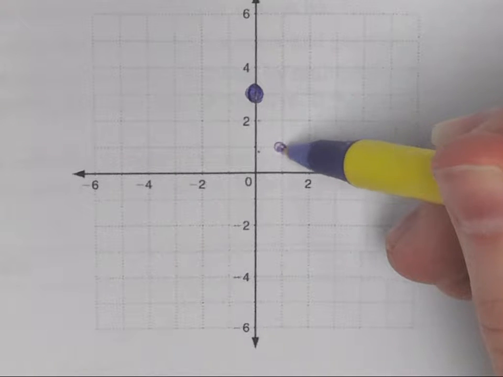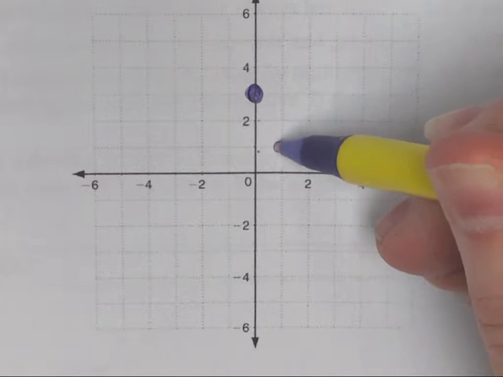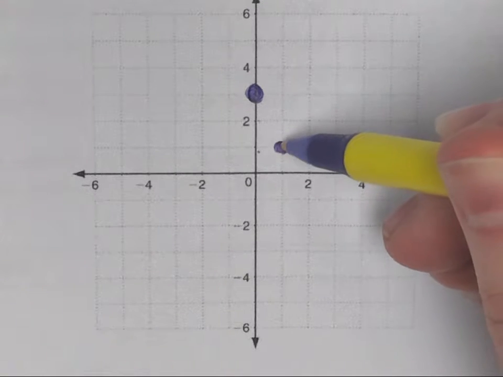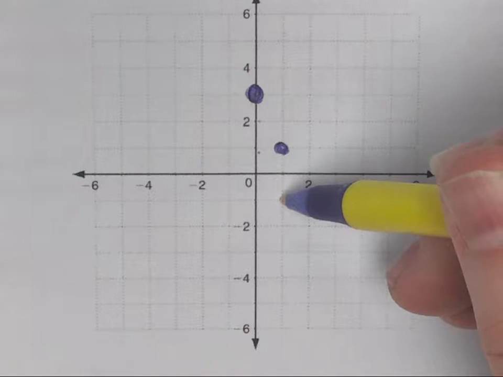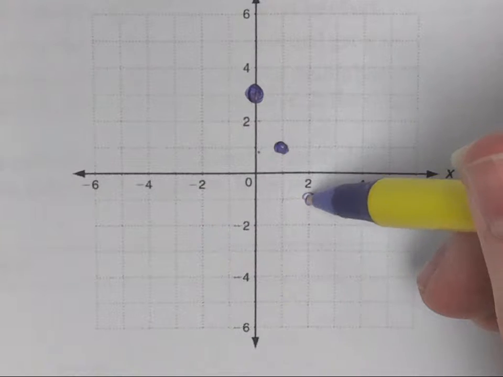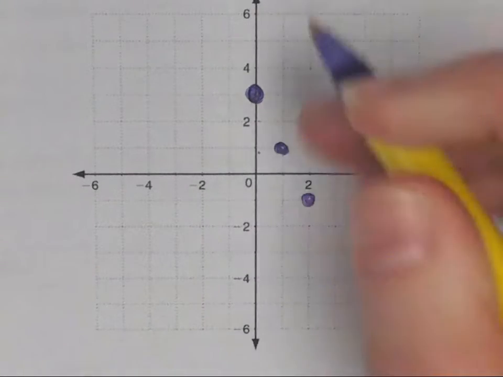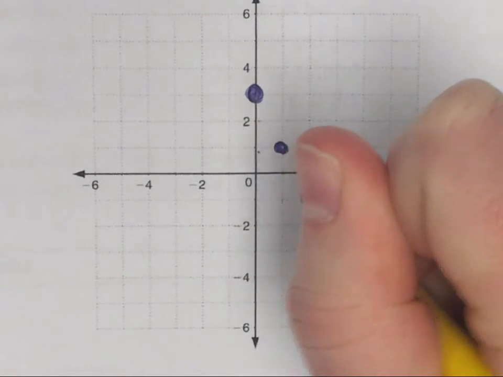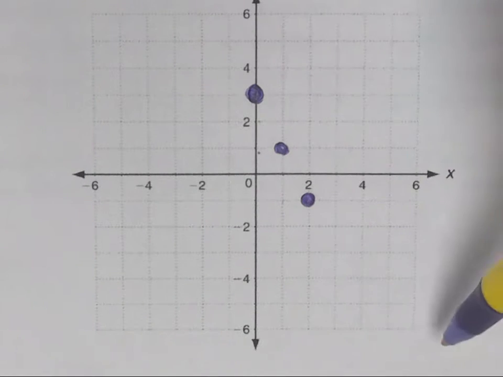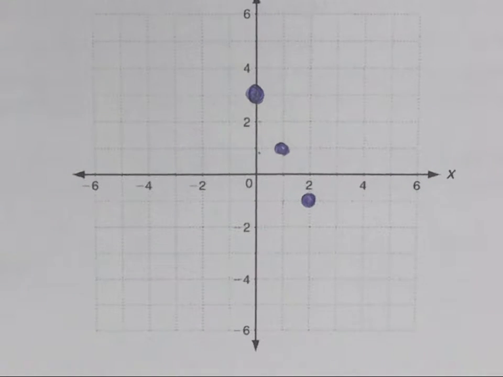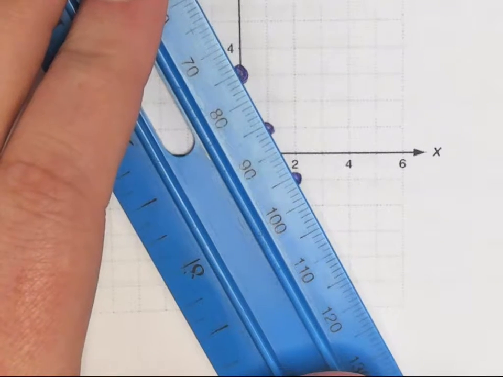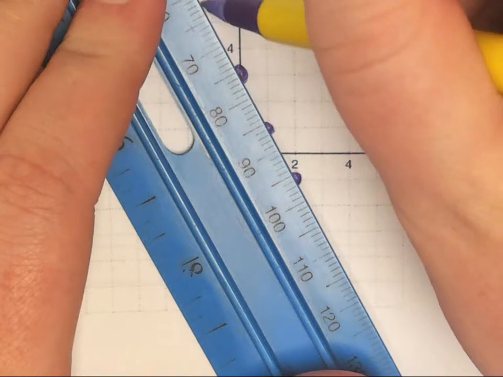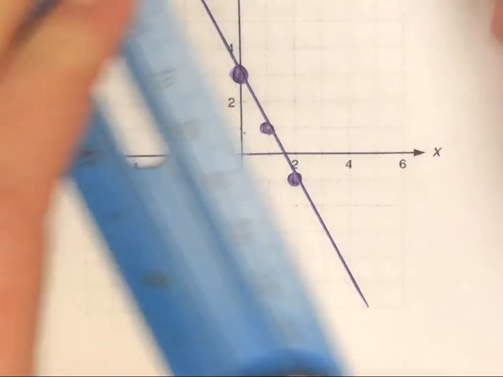Y'all are getting so much better at that. Okay. Can I do another point? Yes. Go down. And down how many? Go down 2. Go down 2 and over 1. Good. It is a negative slope, so it should be going downhill. I want you guys to do 3 dots because it gives you straighter lines. Y'all can do more. Technically, y'all only need 2, but Miss Cornet wants you to do 3.